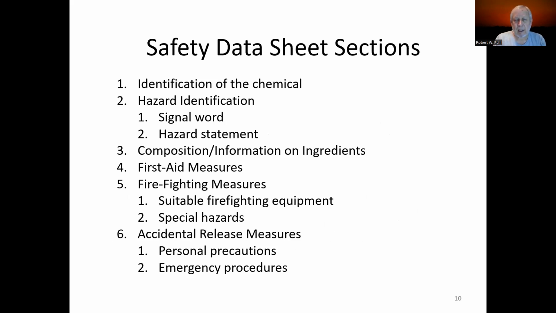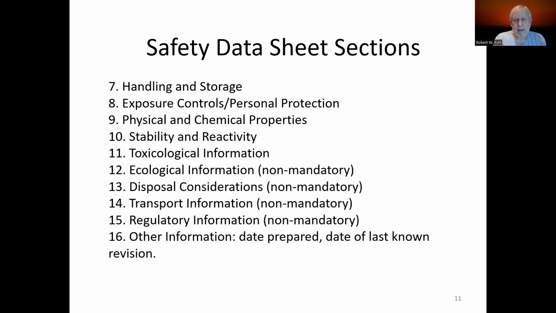So identification of the chemical is number 1. Number 2 is hazard identification. That will include a signal word and a hazard statement. 3 is composition information on the ingredients. 4 is first aid measures. 5 is firefighting measures like suitable firefighting equipment and special hazards. 6, accidental release measures, personal precautions and emergency procedures. 7, handling and storage. 8, exposure controls and personal protection. 9, physical and chemical properties. 10 is stability and reactivity. 11 is toxicological information. And 12, ecological information. 13, disposal considerations. 14, transport information.